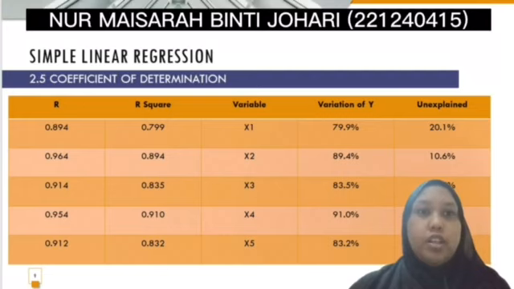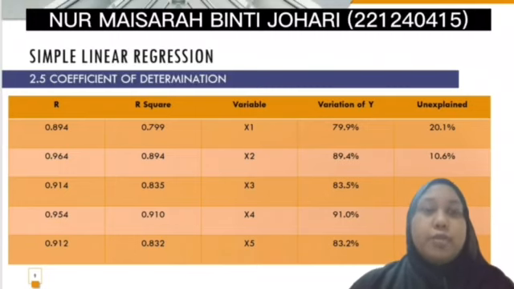2.5 coefficient of determination. We took one example for data x1. R equal 0.894. R squared is equal to 0.799. This denotes that x1 accounts for 79.9% of the variation in y, while the remaining 20.1% is unexplained and is regarded as the coefficient of determination.